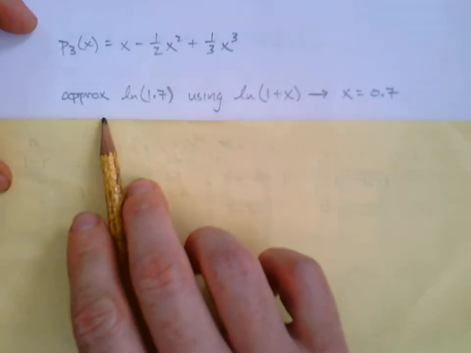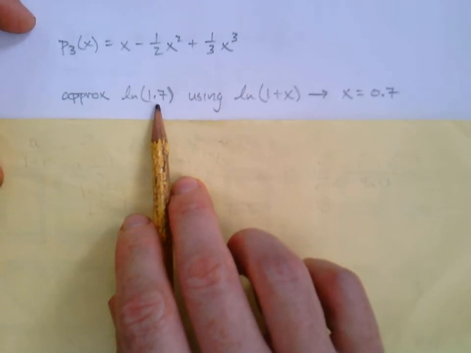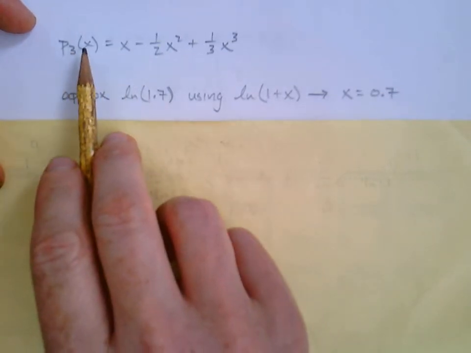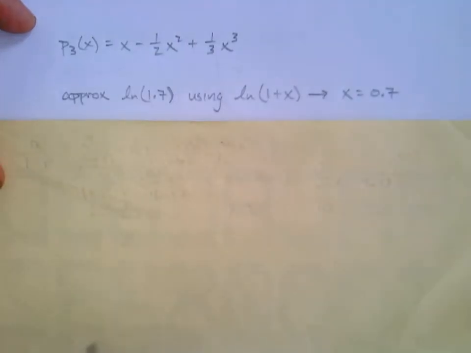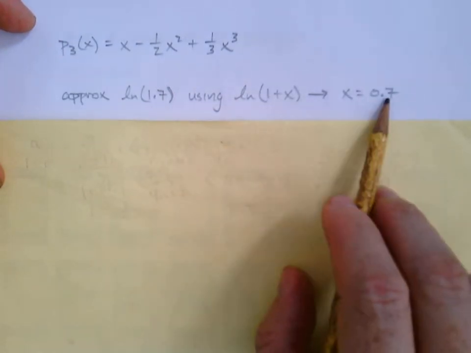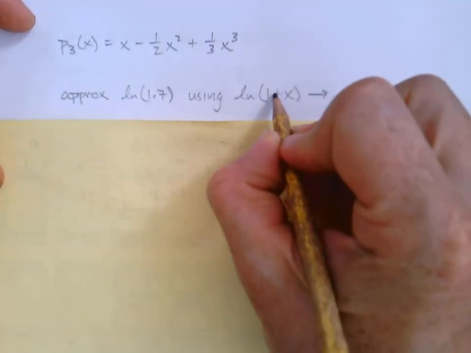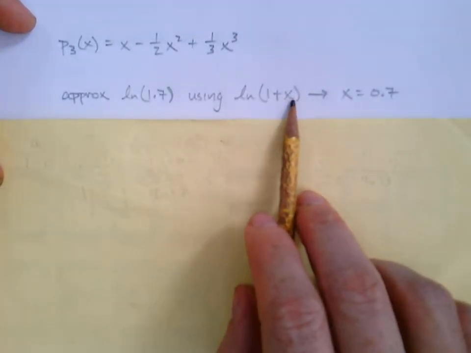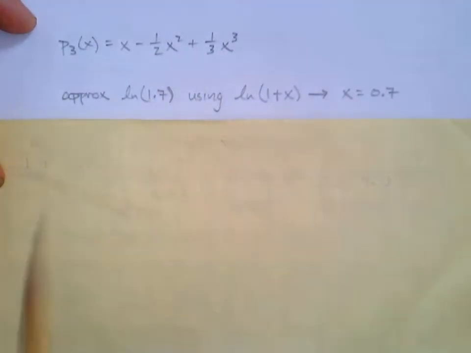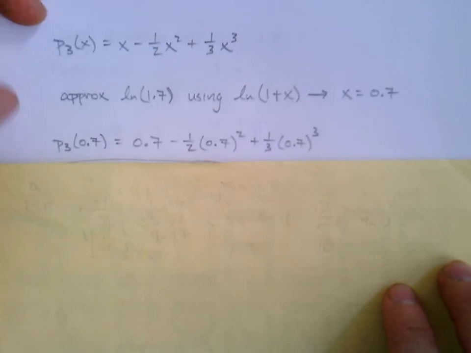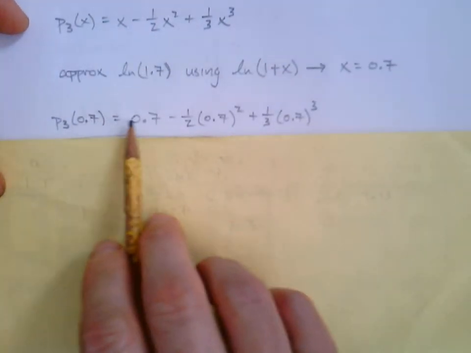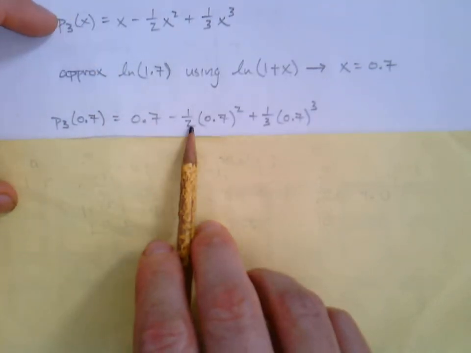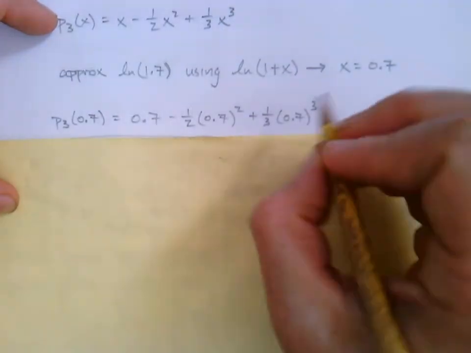Think back, okay, they're asking us to approximate the natural log of 1.7, and we're using the natural log of 1 plus x. So what value of x should we plug in? Well, if it's 1 plus x, then x equals 0.7, right? Plug in 0.7, we get that. 0.7 is what we want to plug in, and this is going to do it for us. Plugging in 0.7, P3 of 0.7 equals 0.7 minus 1/2 times 0.7 squared, plus 1/3 times 0.7 to the third.